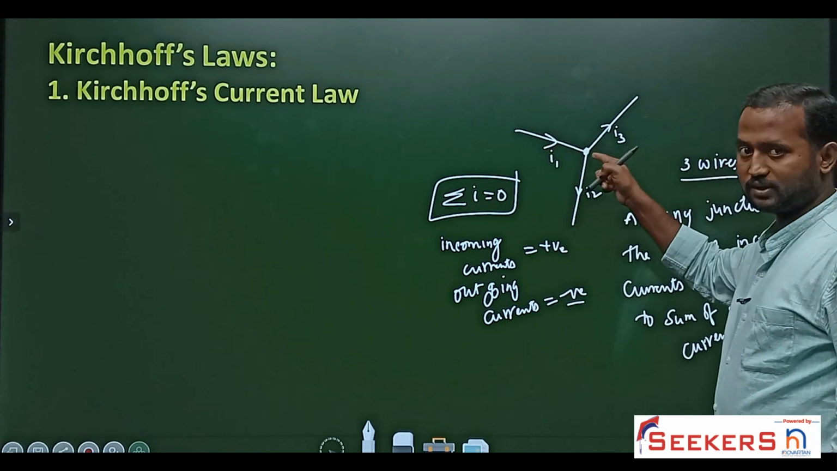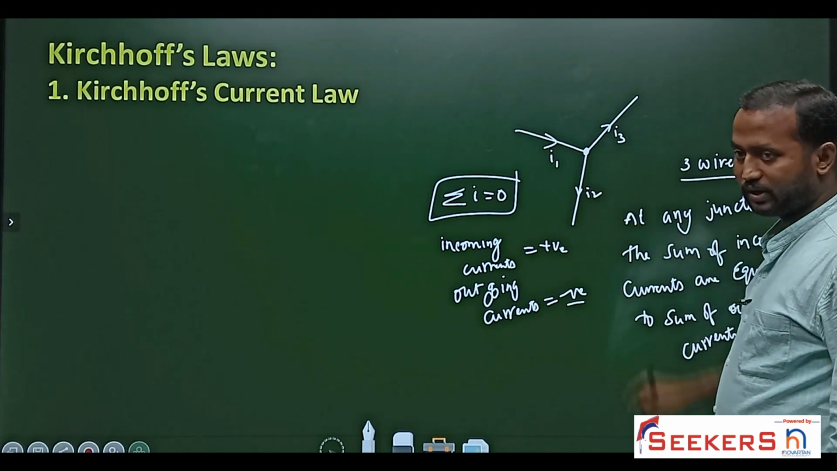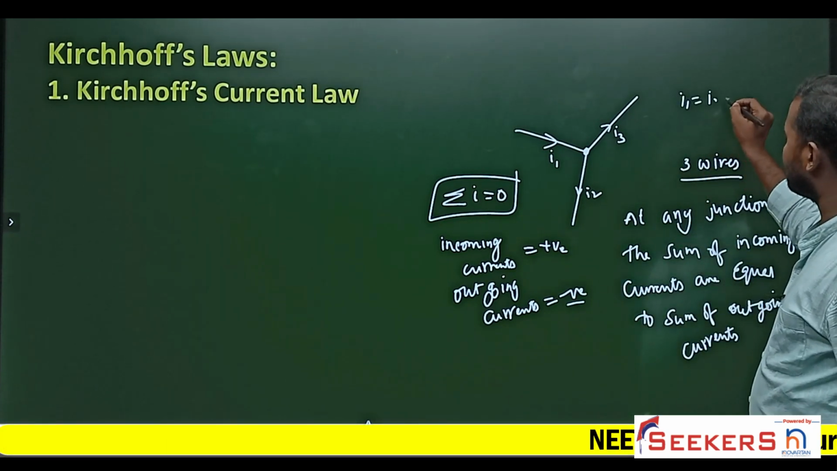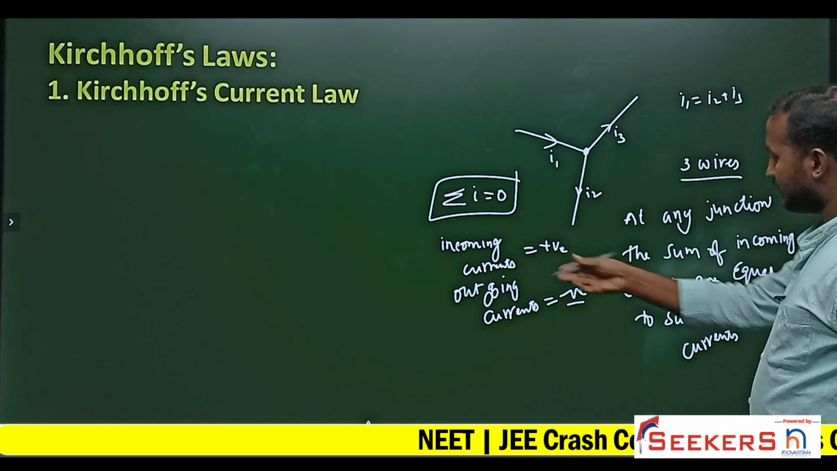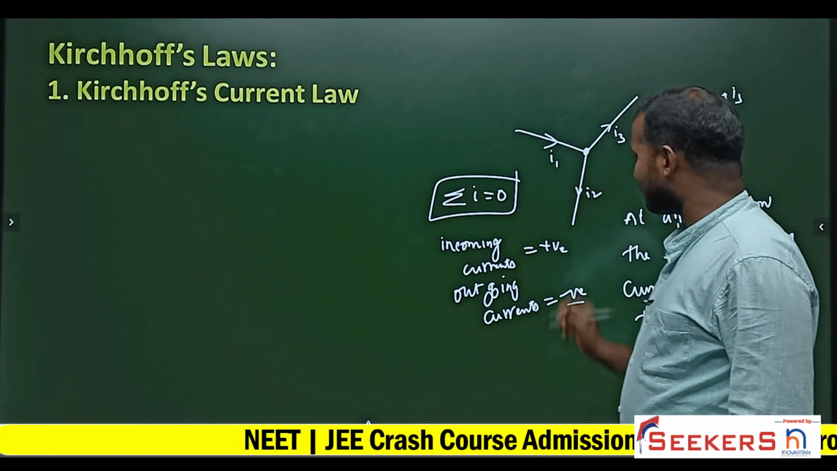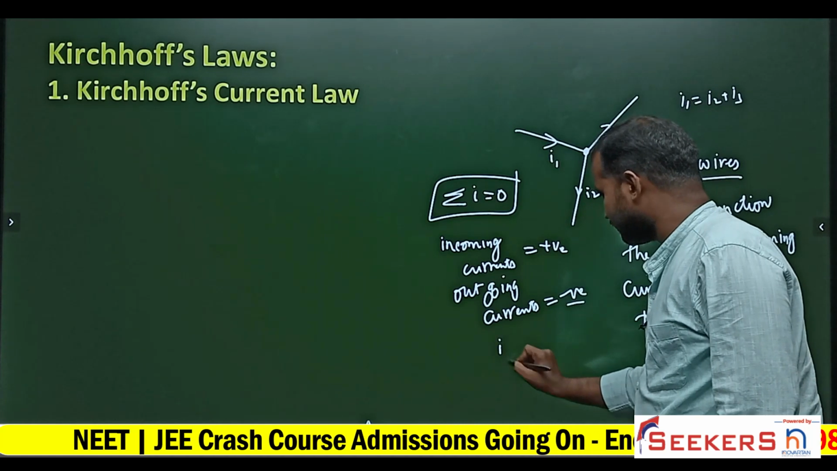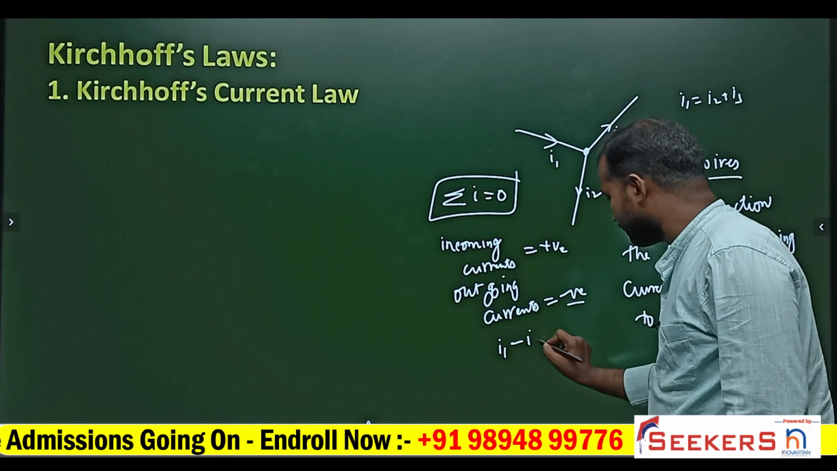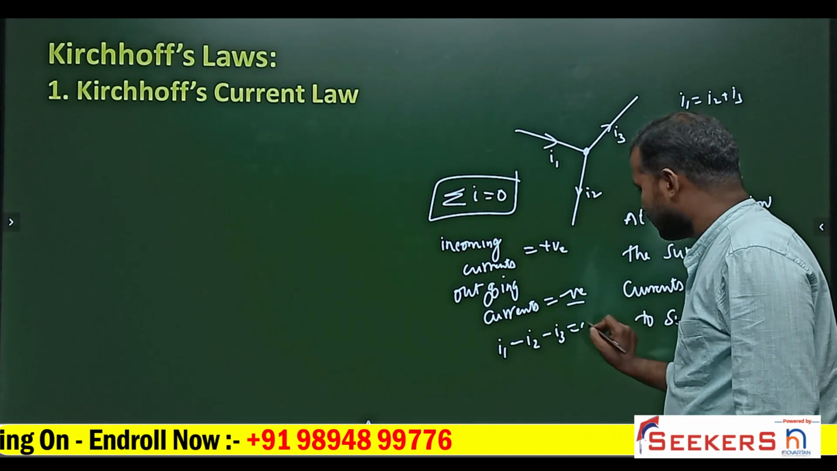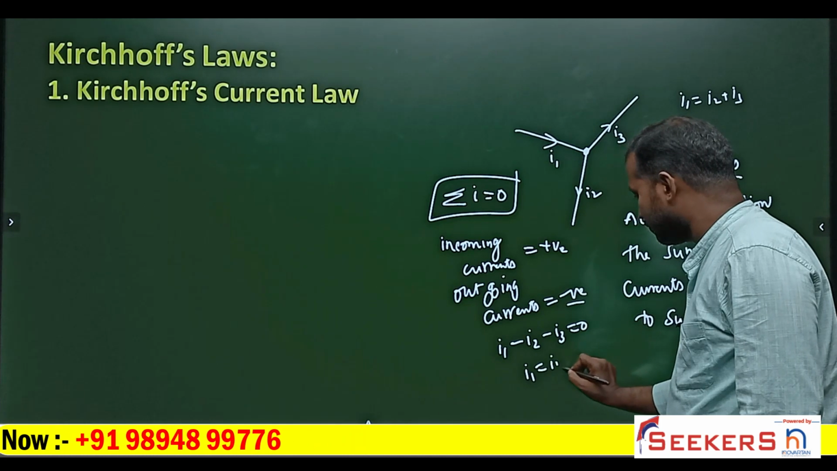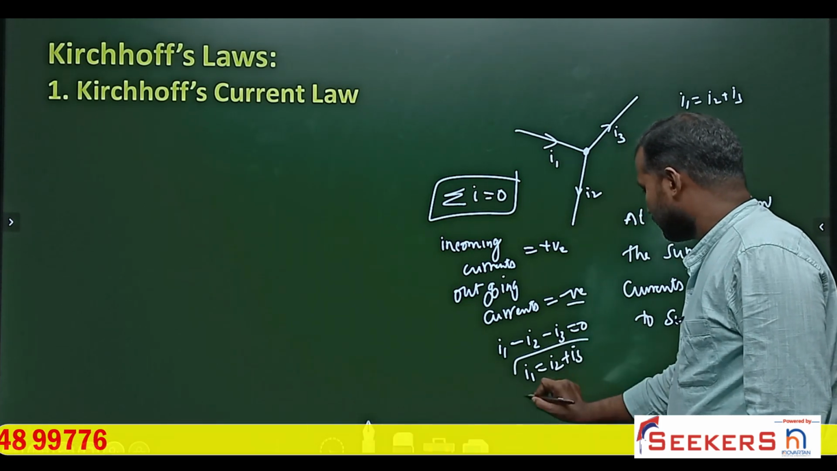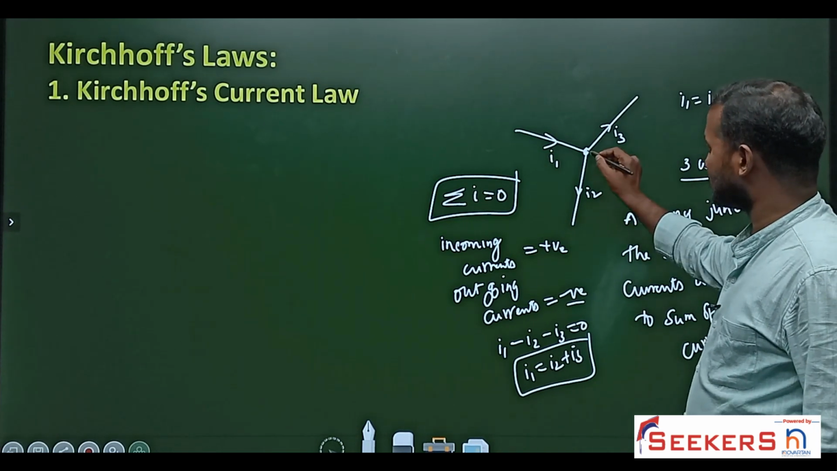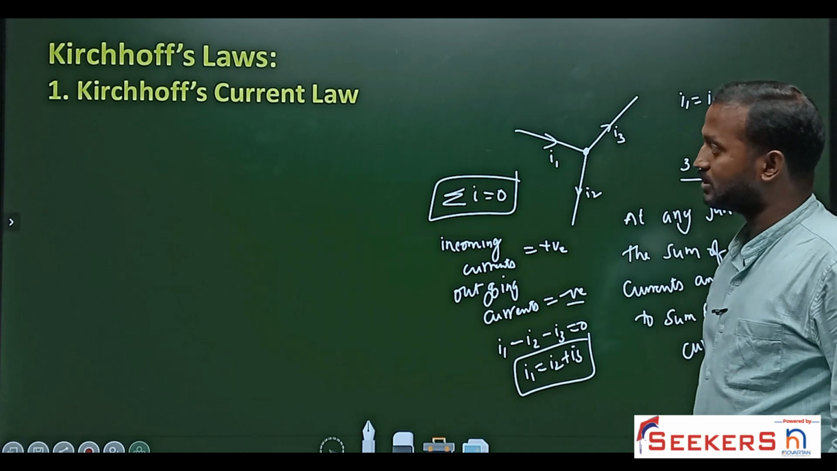What are the incoming currents here? This is incoming towards the junction. These two are outgoing currents. So I can say that I1 is equal to I2 plus I3. Otherwise, if I use the other form, the incoming current I1, if I take that as positive, and I2 and I3 are outgoing currents, they should be negative. I hope the point is clear. So again, I1 is equal to I2 plus I3. This is what we call the junction rule, because we are talking about a junction here. We also call it Kirchhoff's first law.